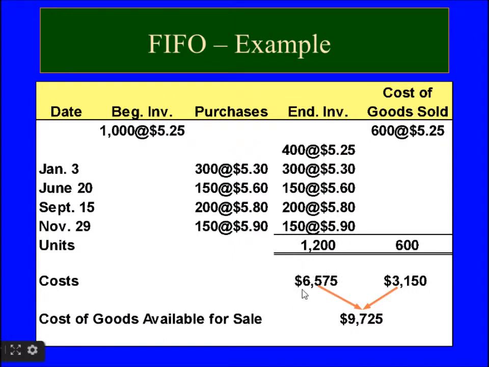We'll get this value, and the addition of both will give you the cost of goods available for sale, which is already given.